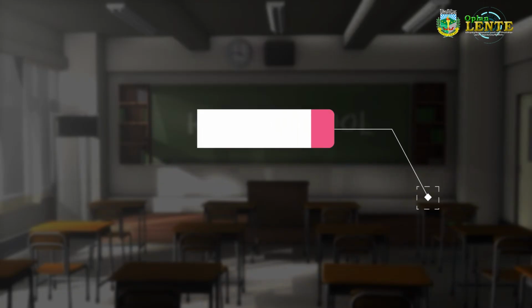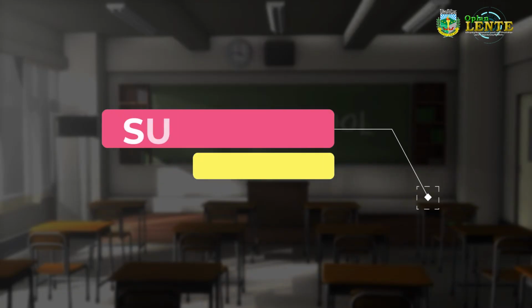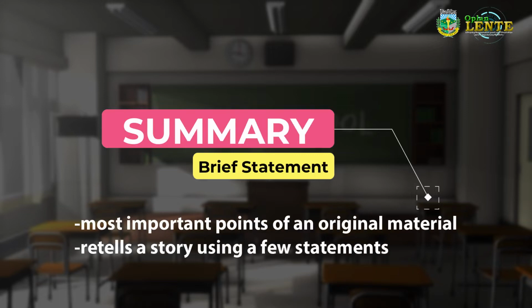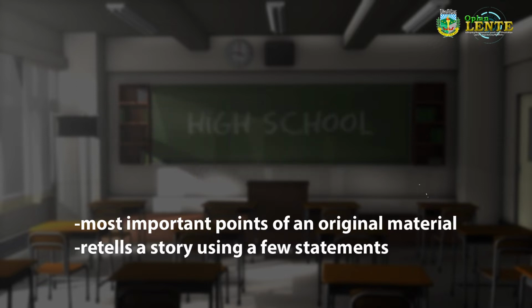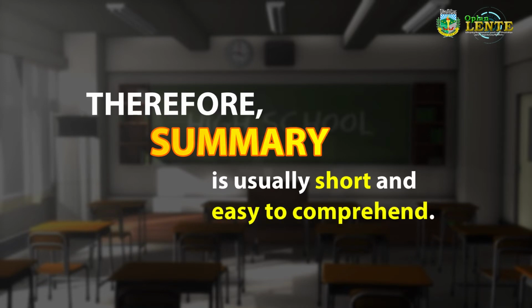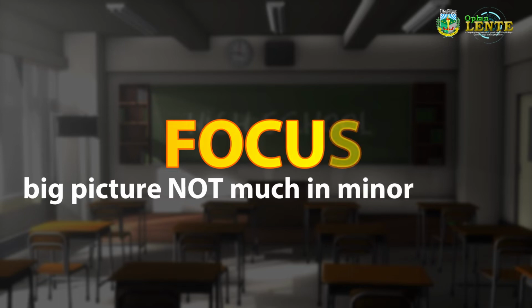First, let us define what is summary. A summary is a brief statement that presents the most important points of an original material. It helps you retell a story or any material using a few statements. Therefore, a summary is usually short and easy to comprehend. A good summary focuses on the big picture and does not pay so much attention to minor details. Its main goal is to present the essential ideas in a written piece.